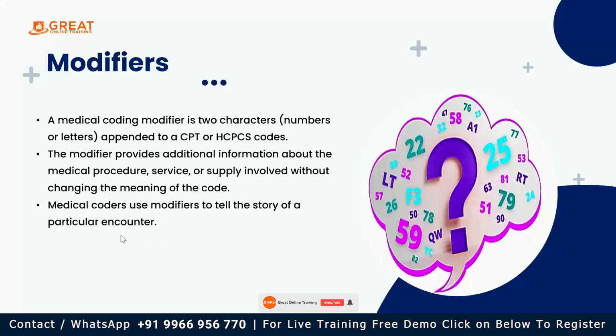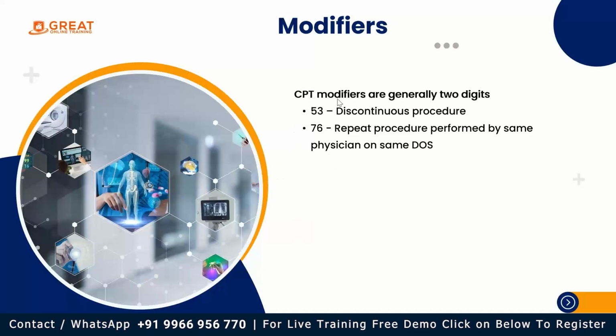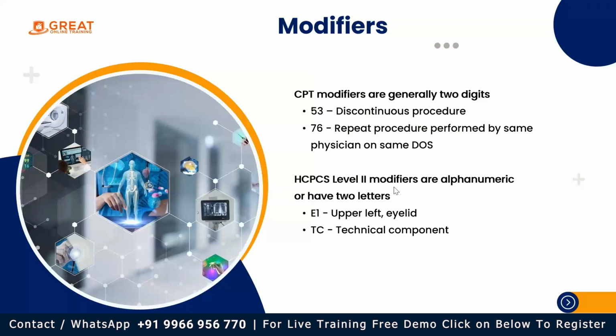In that case, we have to add a modifier to tell the payer that this procedure has not been completed due to this reason. So each and every modifier is used for different reasons. This is an example. CPT modifiers are generally 2 digits. Okay, the 73 modifier is for a discontinued procedure, and the 76 modifier we use for a repeat procedure performed by the same physician on the same date of service. HCPCS level 2 modifiers are alphanumeric or have 2 letters, like E1 represents the upper left eyelid, and TC represents the technical component.